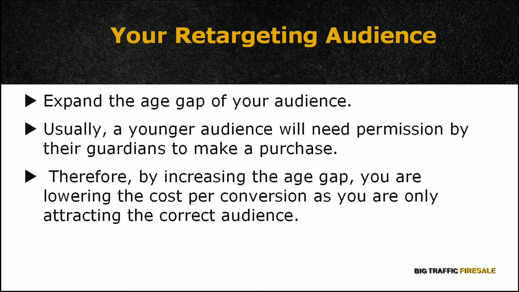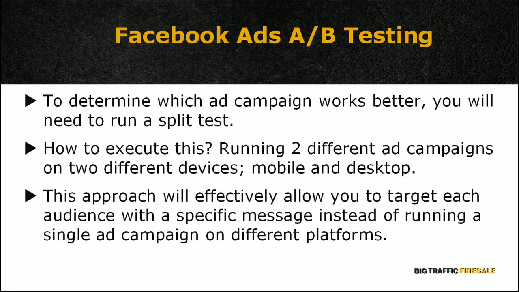to make the purchase. Therefore, by increasing the age gap, you are lowering the cost per conversion, as you're only attracting the correct audience. The fourth and final step is to run a Facebook ads A/B testing. To determine which ad campaign works better, you'll need to run a split test. How do you execute this? Running 2 different ad campaigns on 2 different devices, mobile and desktop.